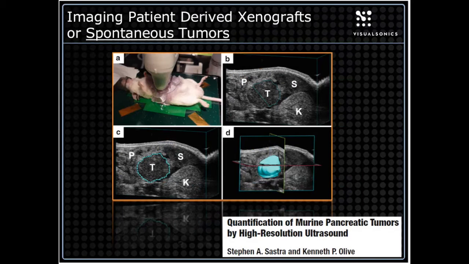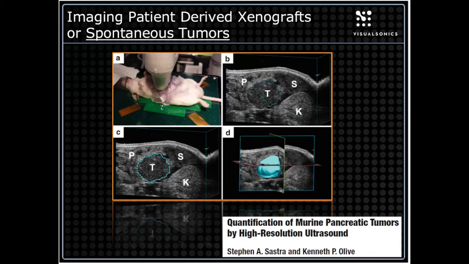If you're interested to look more into pancreatic tumors, I can recommend this book chapter from Sastra and Olive. What is very important here is also that if you have models for spontaneous tumors, or you use patient-derived tissue samples that you implant into your animals, you can still detect them with ultrasound, because what you detect is tissue density. You don't need any kind of secondary reporter, enzymatic activity, etc. No additional contrast needs to be injected.